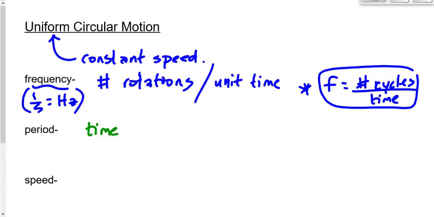So we're going to say it's the time per rotation or time per revolution.